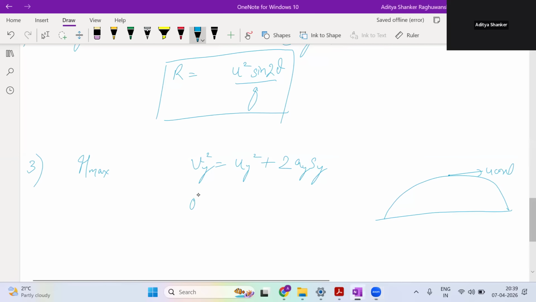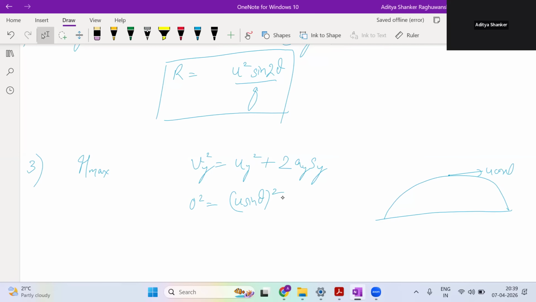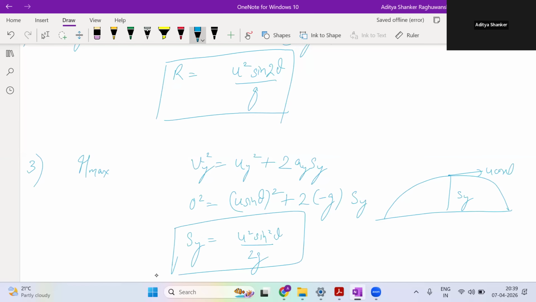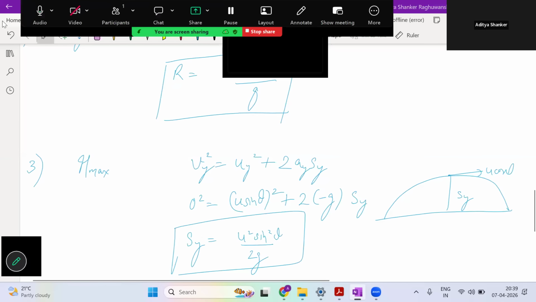So Vy final square is u square plus initial Uy, which is u sin theta, square. Initial velocity in vertical direction is u sin theta, plus 2 Ay Sy. Ay you are going to put minus g because it's vertical downward. So my dear friends, what Sy you are going to get? You are going to get u square sin square theta by 2g. This is your maximum height, my dear friends.